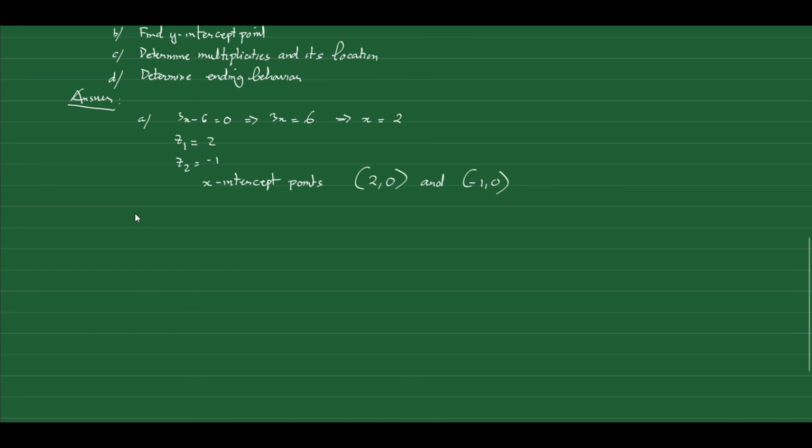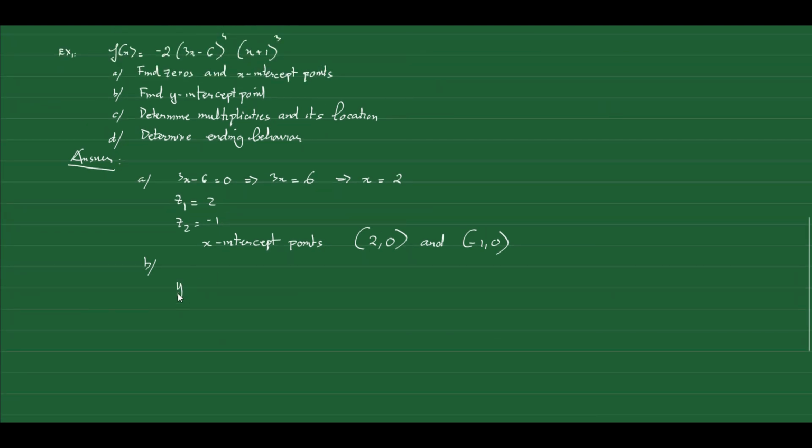Alright, part B. The y-intercept point is easy. In order to find the y-intercept point, you can replace the x with 0. So you're going to have y equals negative 2 times (3 times 0 minus 6) raised to the 4, times (0 plus 1) raised to the 3rd. So you have negative 2, negative 6 raised to the 4, and 1 raised to the 3rd will be 1. So you have negative 6 raised to the 4. It's a pretty big number. Then times negative 2, you have negative 2,592.